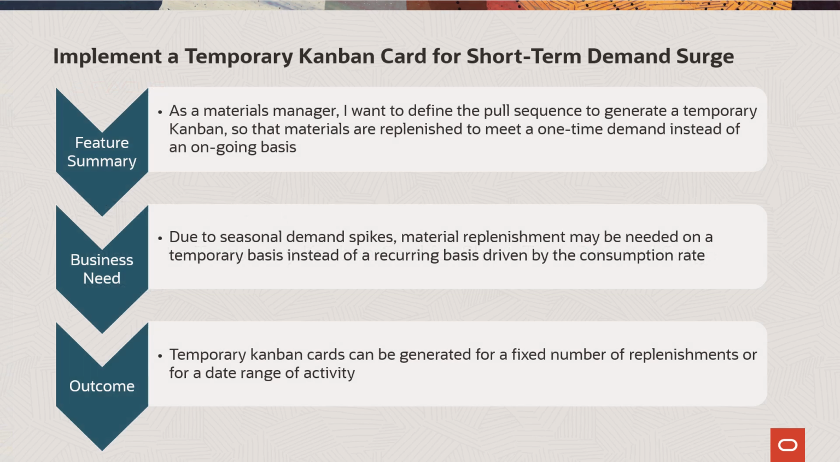Due to seasonal demand spikes for certain items, material replenishment may be needed on a temporary basis instead of a recurring basis driven by the consumption rate. The materials manager will need to generate one or more temporary Kanban cards, so that materials are replenished to meet a one-time demand instead of an ongoing basis. Temporary Kanban cards can be generated for a fixed number of replenishments or for a date range of activity.